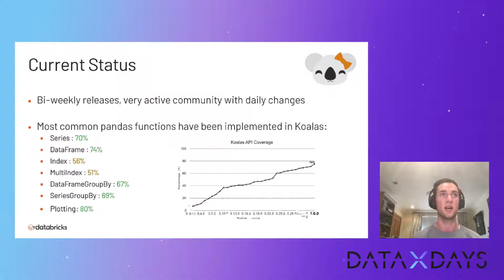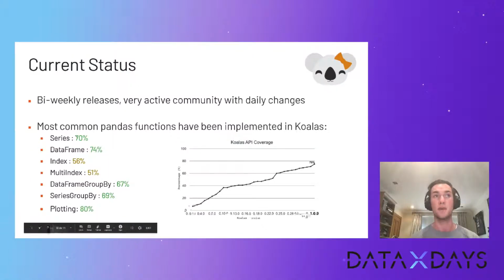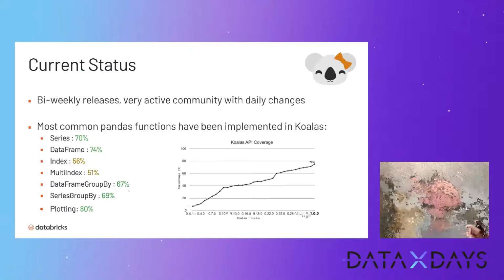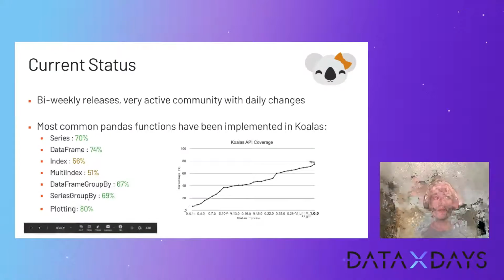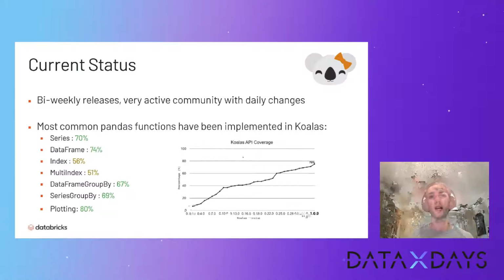So just in terms of coverage itself, series and data frame APIs from pandas have been covered pretty much 70%, three-quarters of the way there. Index and multi-index functionality, slightly less with 51%. In terms of data frame group by, we've got 67% coverage of the pandas API, 69% when it comes to the series group by, and then a large majority of the plotting functionality there. So very much through all the releases up to the most recent 1.0 release, we see that we have nearly 80%, just over 75% coverage across the entire pandas API.